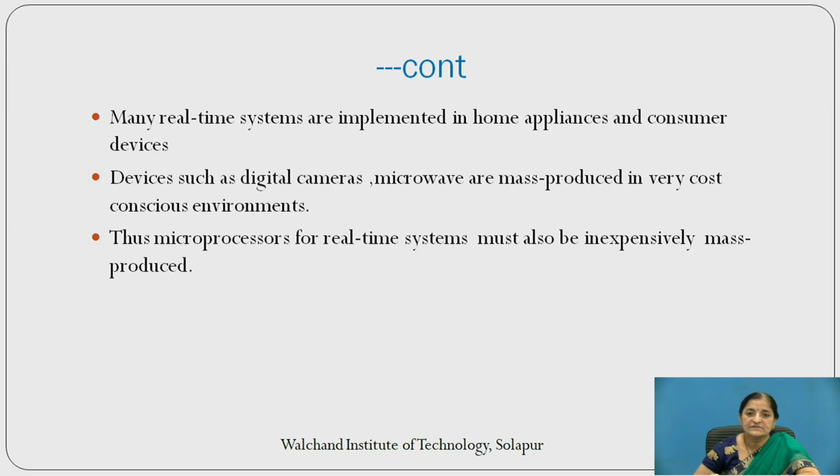Many real-time systems are implemented in home appliances and consumer devices. Devices such as digital cameras and microwaves are mass produced in a very cost effective manner. Thus the microprocessors required for these appliances and real-time systems must also be inexpensively mass produced. So this is the third characteristic, that is real-time systems are inexpensively mass produced.